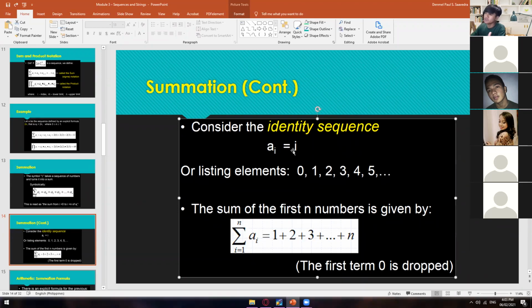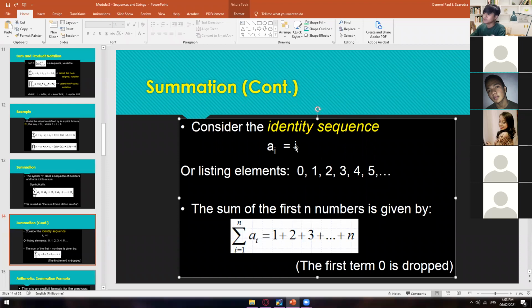If it's a sub 2, then this one is 2. So you could list this one as 0, 1, 2, 3, 4, and so on and so forth. So the sum of the first numbers is given by using this formula. As you can see, we have a starting point of 1, and then we have here a sub I, and then you could say that this a sub I is now equal to I.